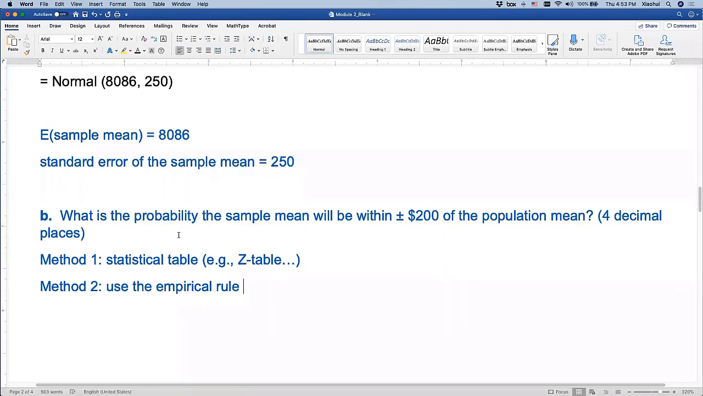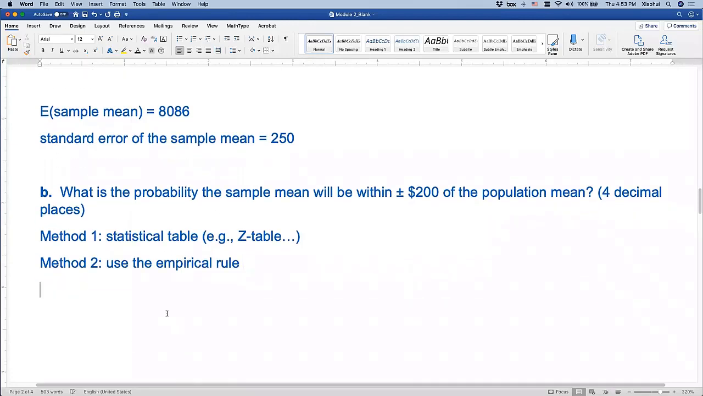So let's find the probability of this sampling distribution. It's very important that we write out a statement. What we want to do is find the probability of a sample mean, X bar, within plus or minus 200 of the population mean.